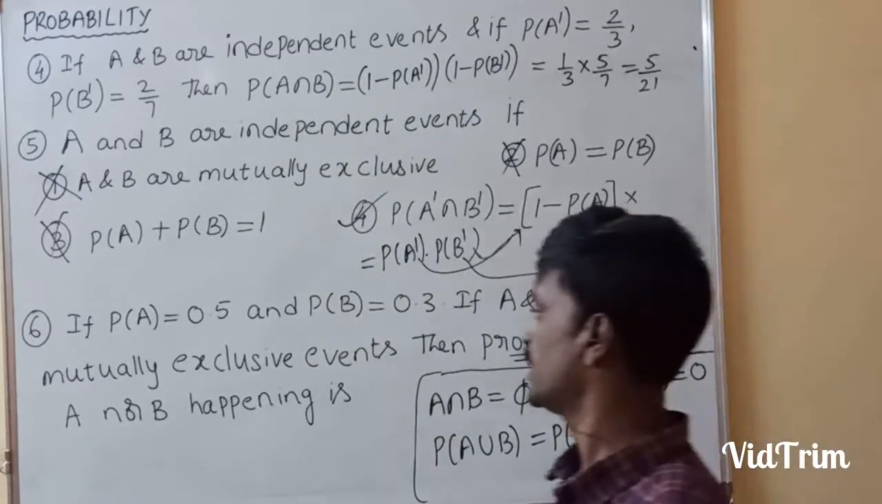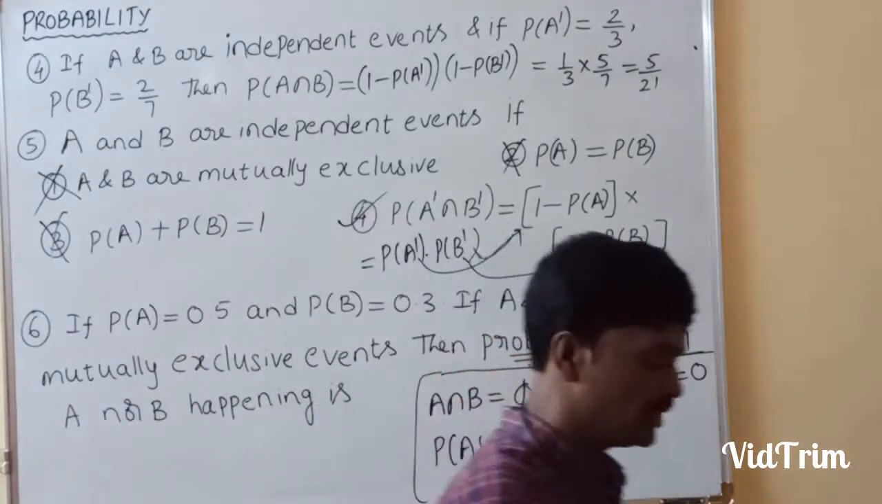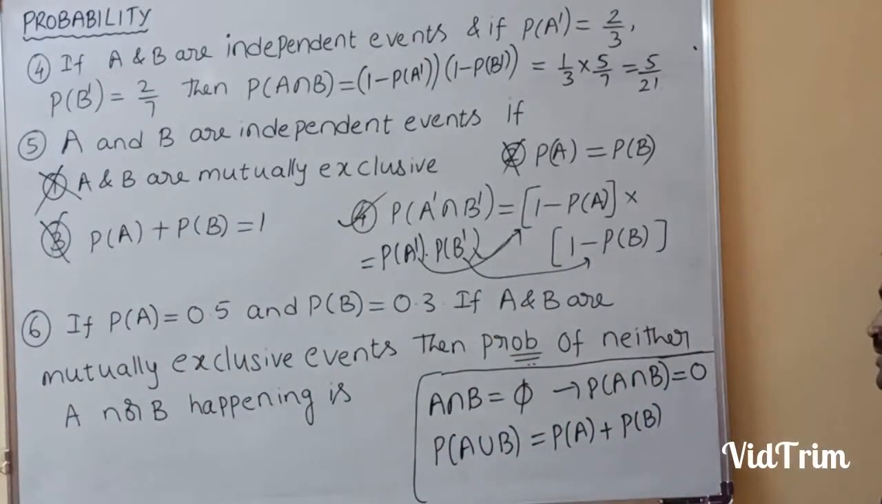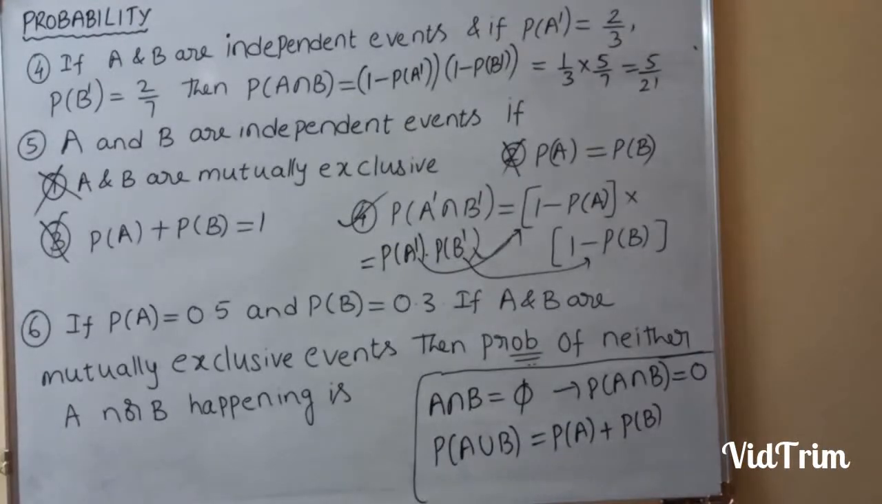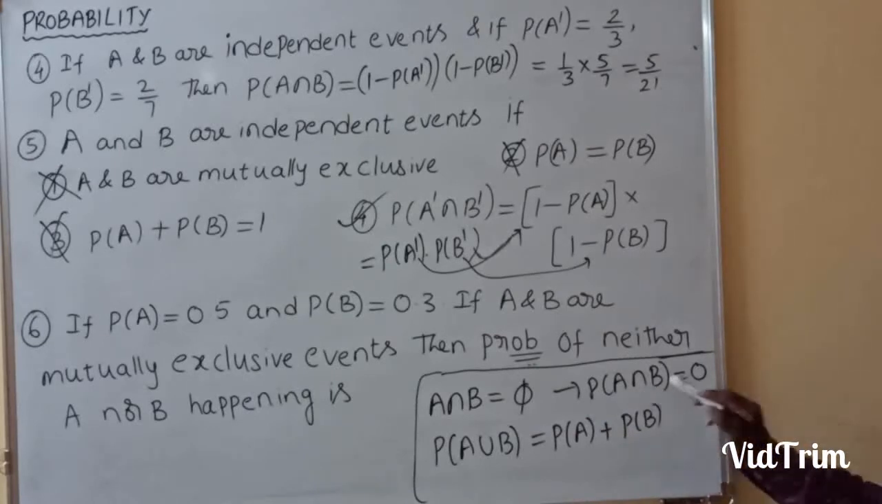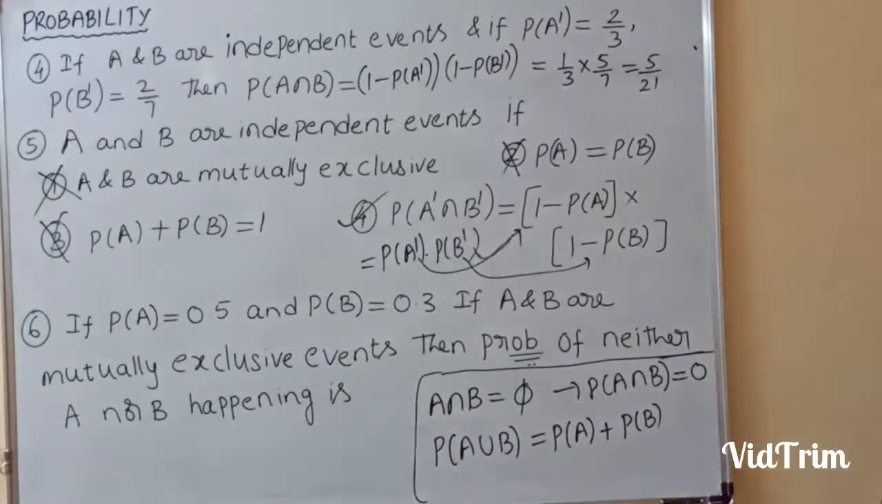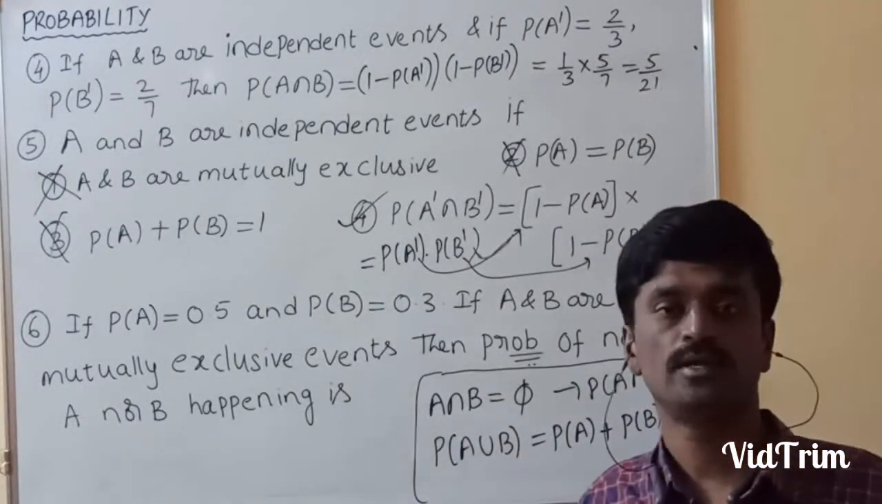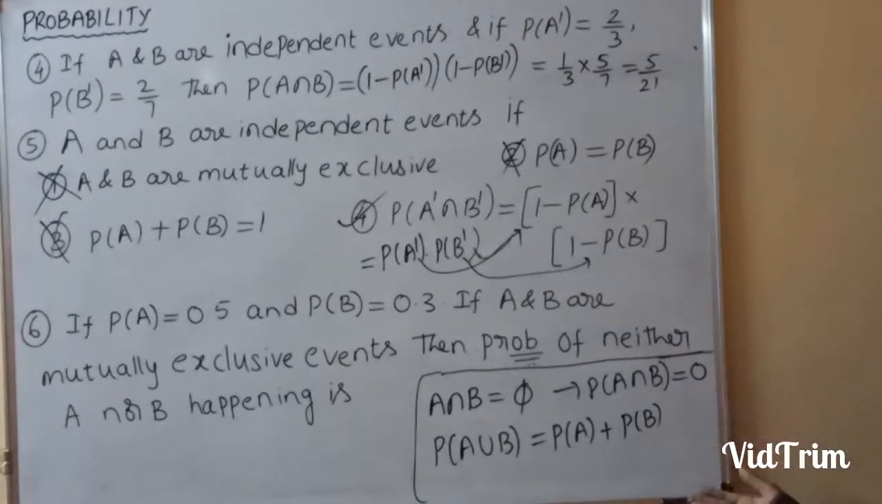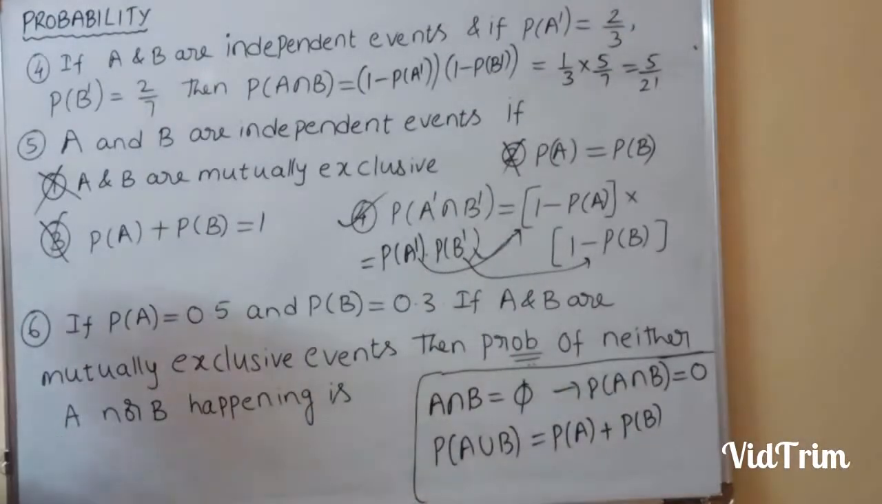Next. If P of A is equal to 0.5, P of B is equal to 0.3, and A and B are mutually exclusive events, then what is the probability that neither A nor B happens? Here A and B are mutually exclusive, which means A intersection B is the null set. Probability of A intersection B is 0. Probability of A union B becomes probability of A plus probability of B. Why are we not getting probability of A intersection B? Because its value is 0. Okay. So now according to the question, what do we have to find?